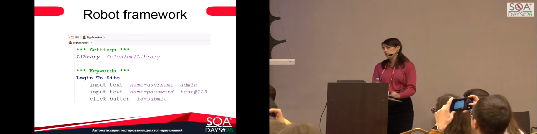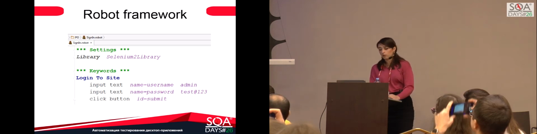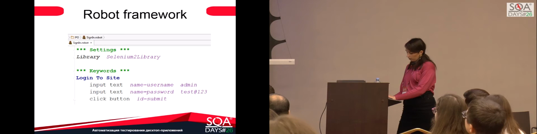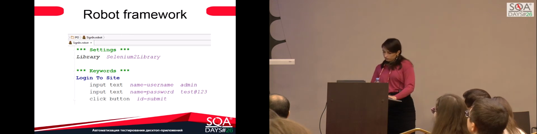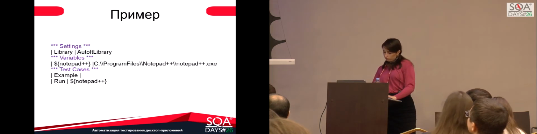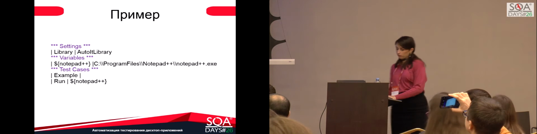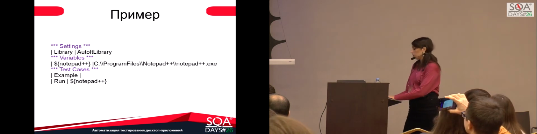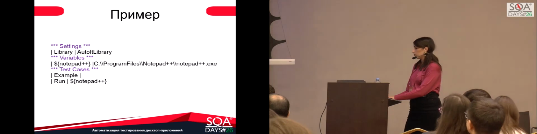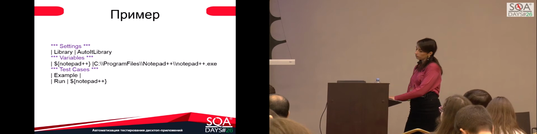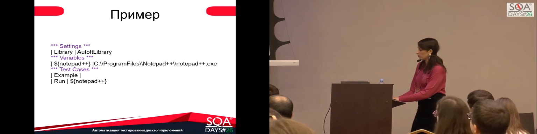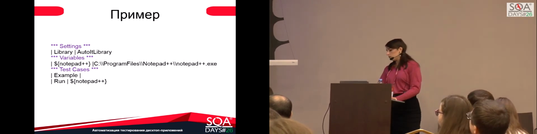Next one is Robot Framework. It was initially developed to write acceptance tests, and it uses keyword-guided search. I made all the examples with the help of Notepad. We set up, we use variables setup.